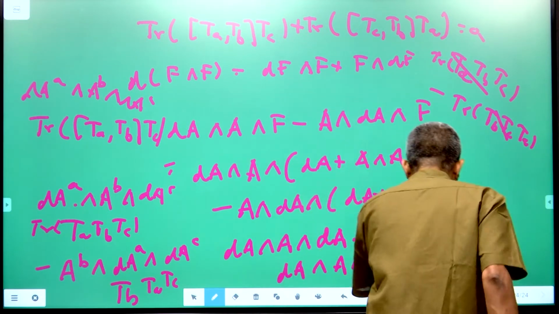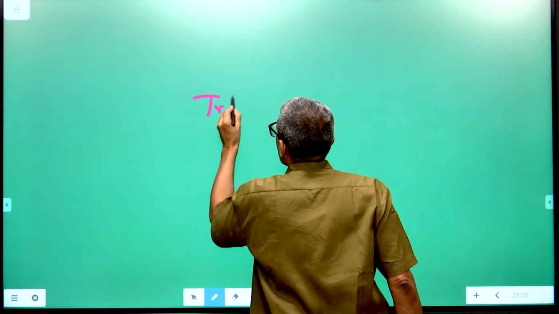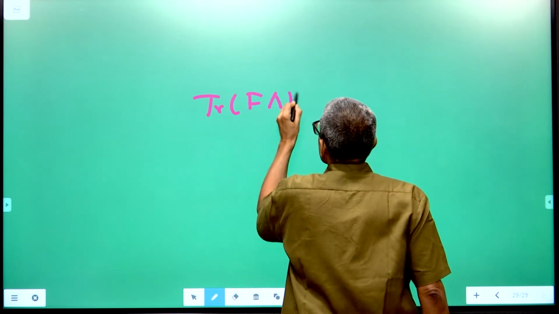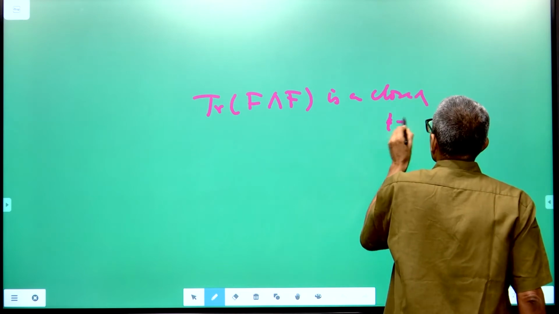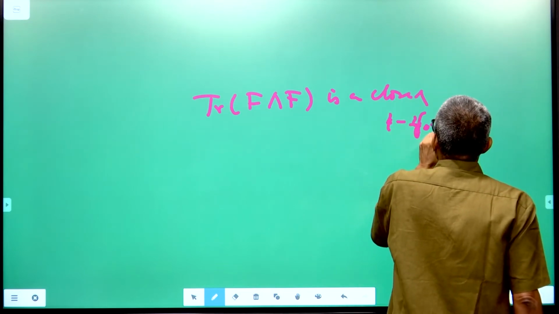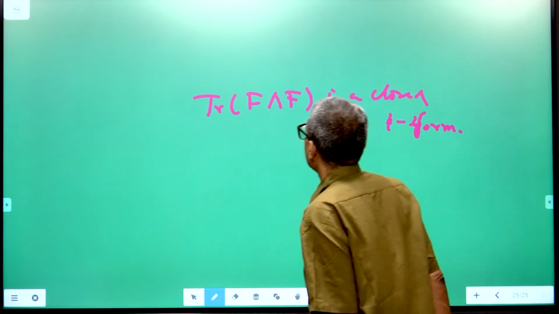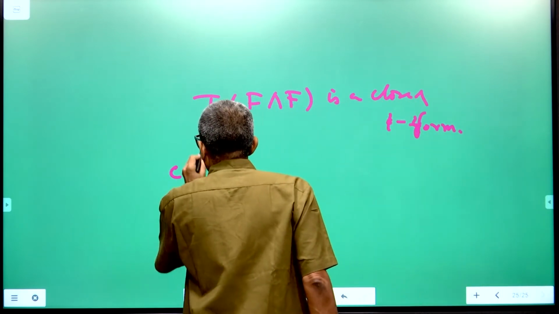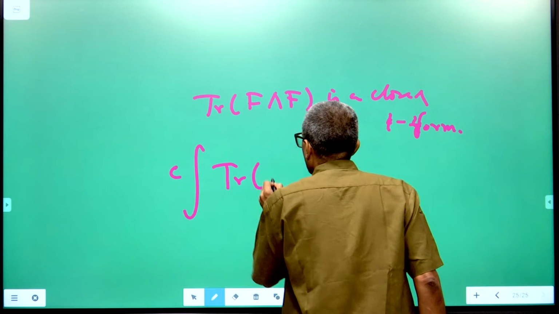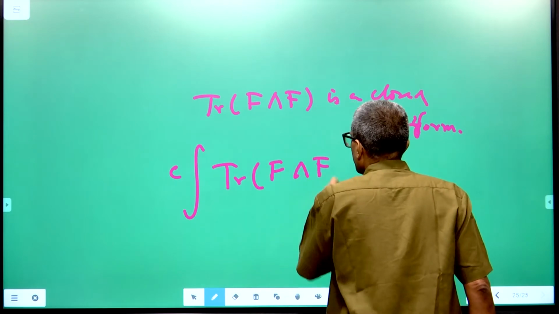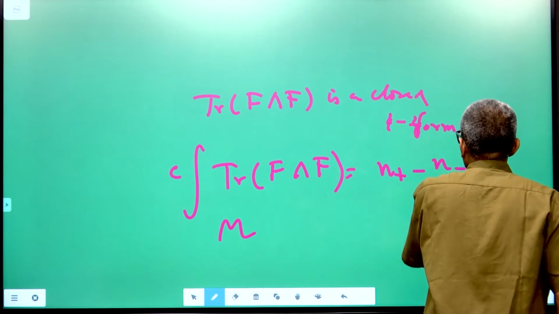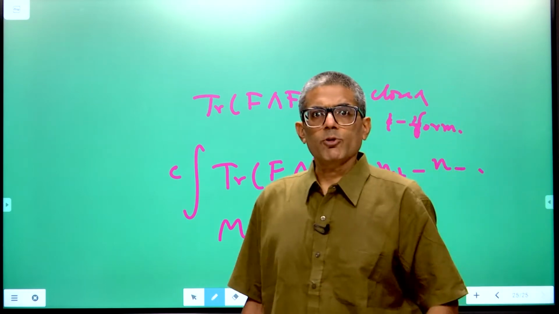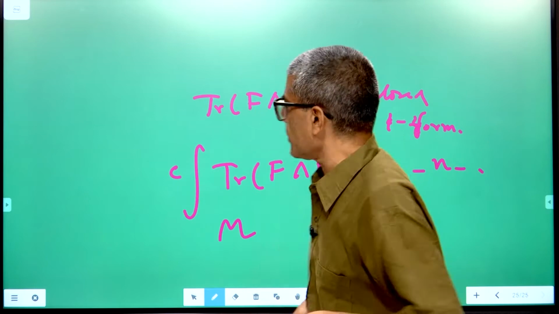So you get the result that trace of F wedge F is a closed form. Trace F wedge F is a closed 4-form, but it is not necessarily exact. So you are integrating a closed form over the manifold and getting the index of the Dirac operator from the Atiyah-Singer index theorem. I shall come to the proof of the Atiyah-Singer index theorem much later on, but this is a very important fact.